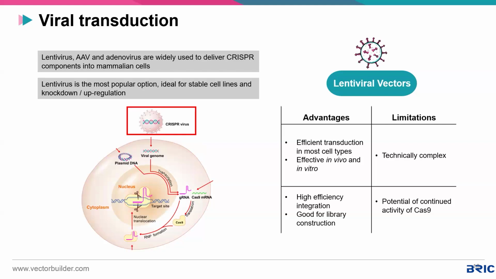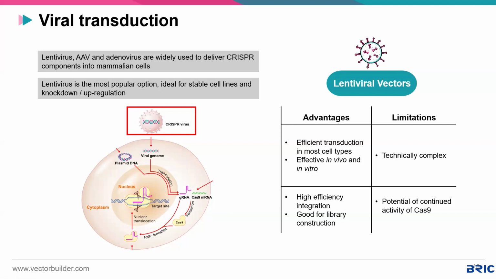However, lentivirus is the most popular option, mainly because it can transduce both dividing and non-dividing cells. It integrates into the genome, meaning that it can have long-lasting effects. It is also very useful to deliver CRISPR components into a wide variety of cells. So because of all these things, lentiviruses are the go-to virus for viral transduction. It can be used in vivo and in vitro, and it causes efficient transduction in most cell types. Great integration and very good for library construction.